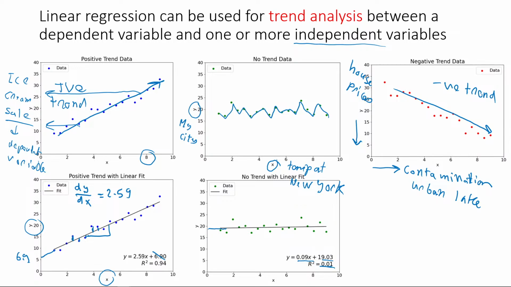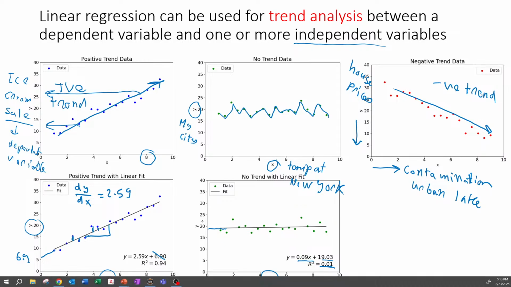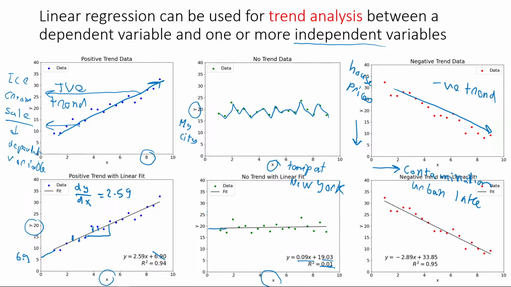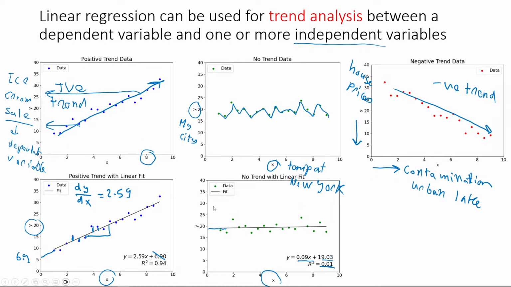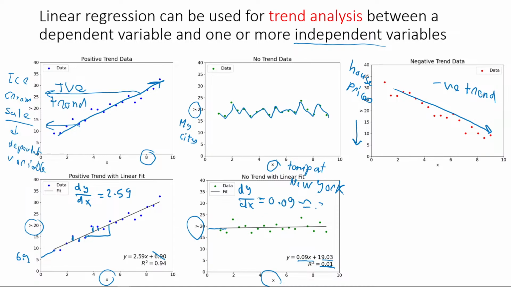And see, the R square is almost 0. Why? Because there is no relation, there is no trend. So basically, this variable cannot explain the variance of my dependent variable y. So you got no trend. If I got the derivative of this one, dy over dx, what do I get? I got 0.09, which is almost 0. There is no rate of change. There is no trend, upward or downward.